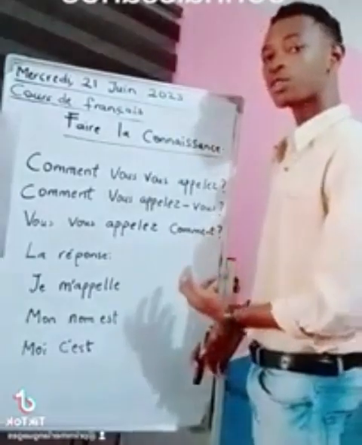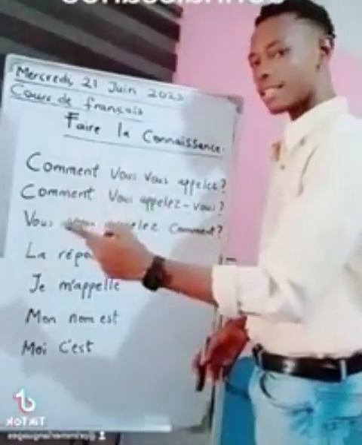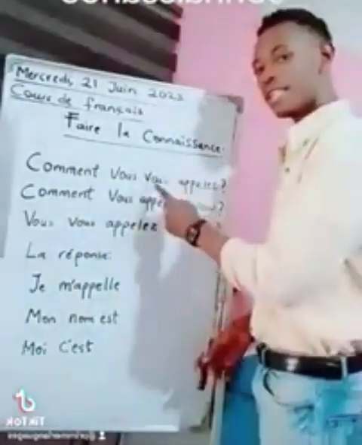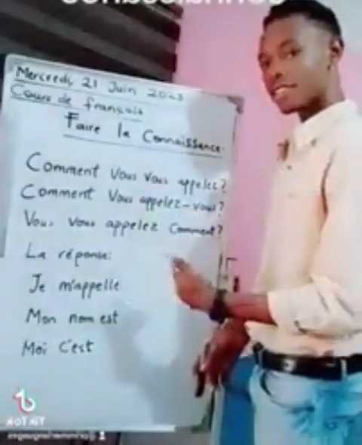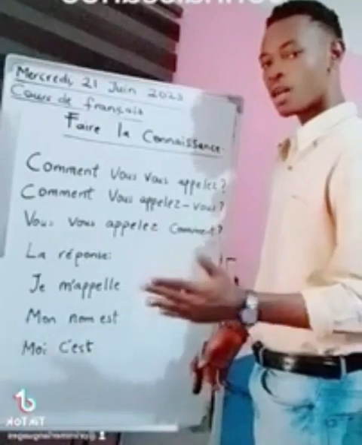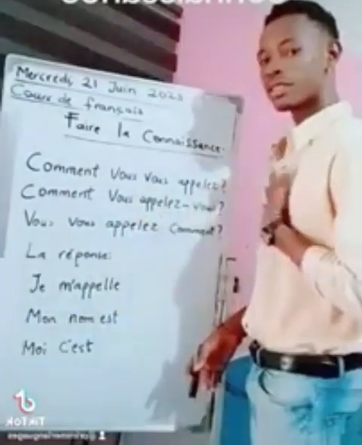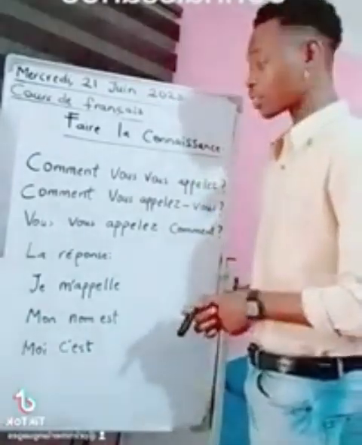So for example, if I'm going to use that, I'll say "mon nom est Pierre." The last one is "moi c'est" and your name. Moi c'est Pierre. Comment vous vous appelez? So you tell me what your name is in the comment section, all right?